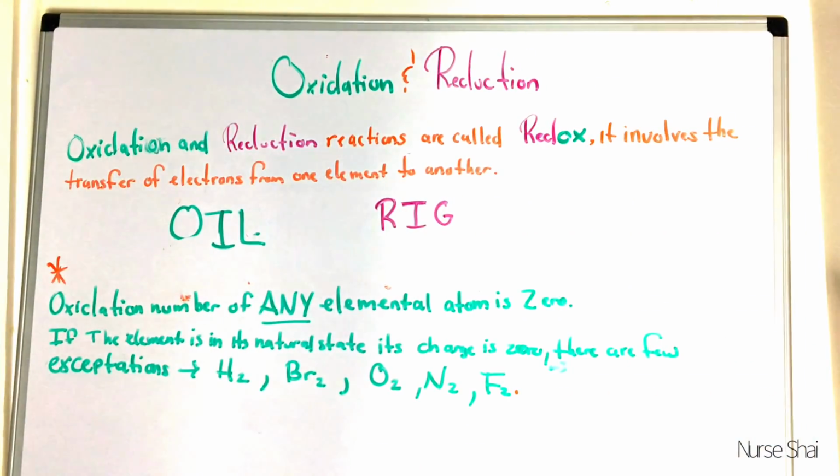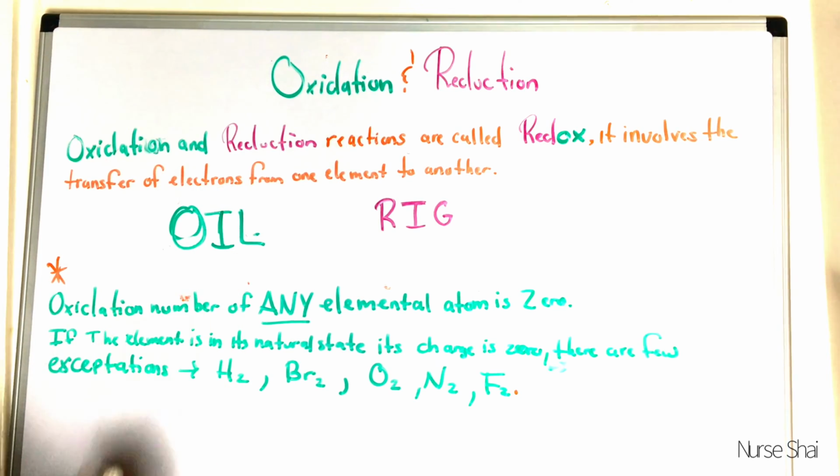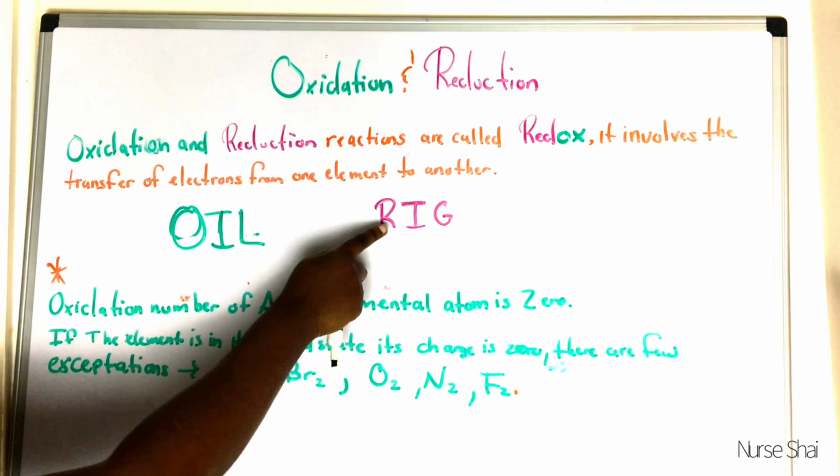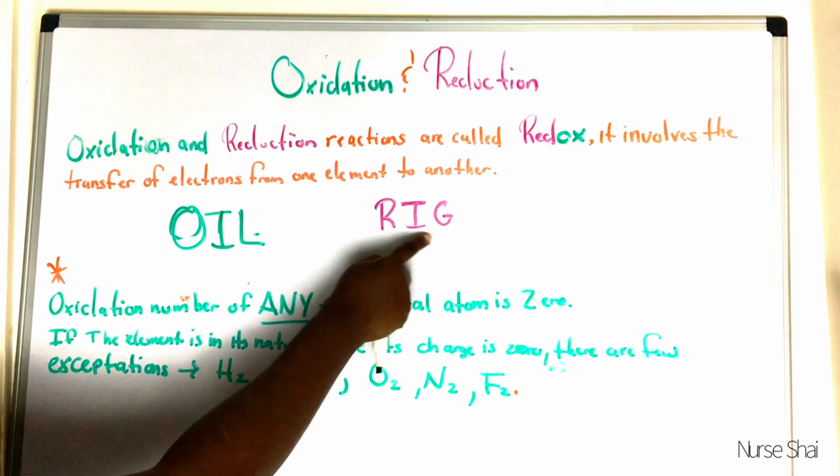Okay, so what you need to know for the test is oxidation and reduction. Oxidation and reduction is collectively called redox. It involves the transfer of electrons from one element to another. This is a mnemonic that is commonly used in chemistry: OIL RIG. OIL stands for oxidation is loss, and RIG stands for reduction is gain.